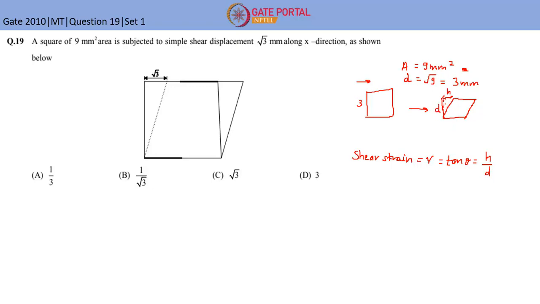So here we have all the quantities. h is √3 and d is 3. So the shear strain will be √3 divided by 3, which will be equal to 1 by √3. So the correct answer for this question is option B.